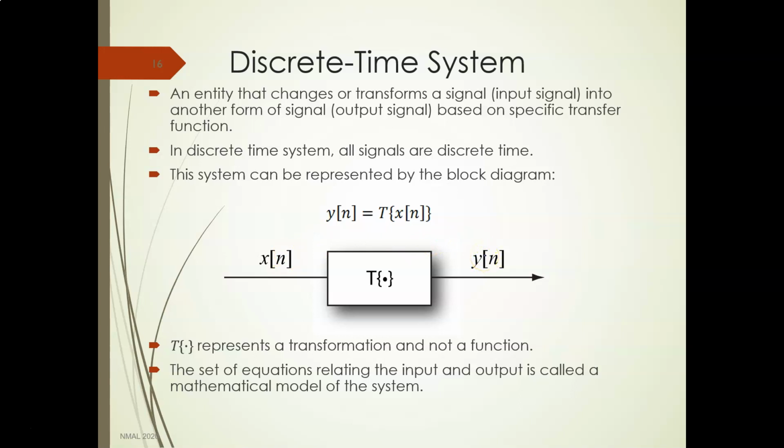And a discrete time system can be represented by this block diagram, where we have Xn as an input and T here represents a transformation. It is not a function. It is based on a function, but T here represents a transformation. And Yn here is the output. So in terms of a mathematical equation, it becomes Yn equals T of Xn. The set of equations relating the input and output is called a mathematical model of the system, which is what T represents here.